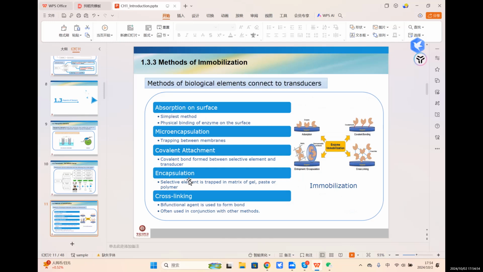So next title, methods of immobilization. Methods of connecting biological elements to transducers: adsorption on surface, microencapsulation, covalent attachment, entrapment, and cross-linking.